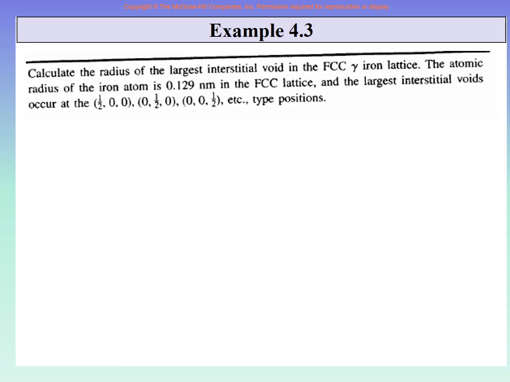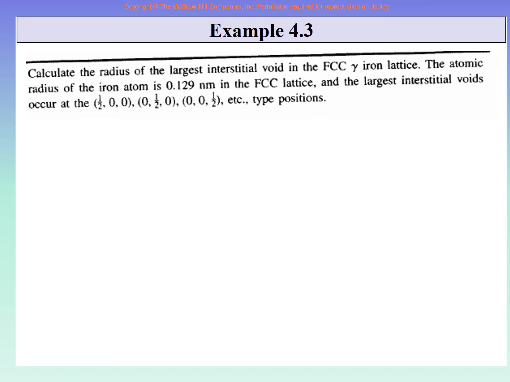Further. Now there is an example, right? What I would want you to do is to do this example yourselves. Do this example yourself. So read it. Calculate the radius of the largest interstitial void in the FCC gamma iron lattice, right?